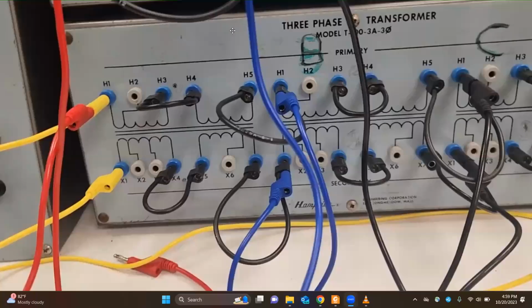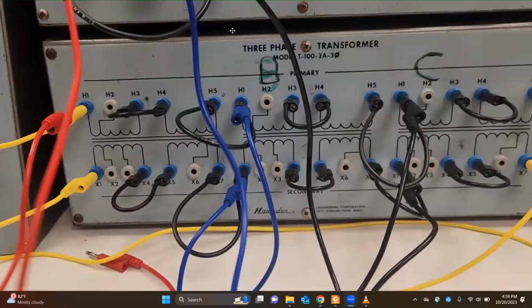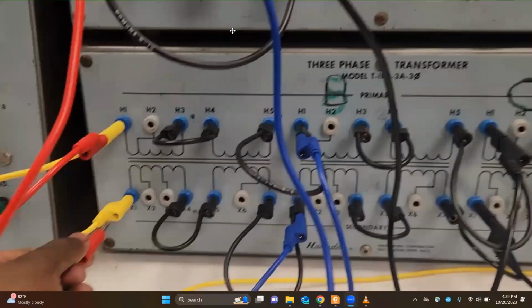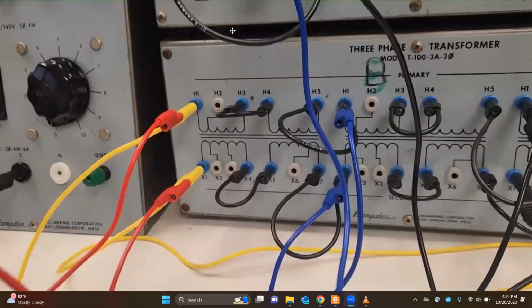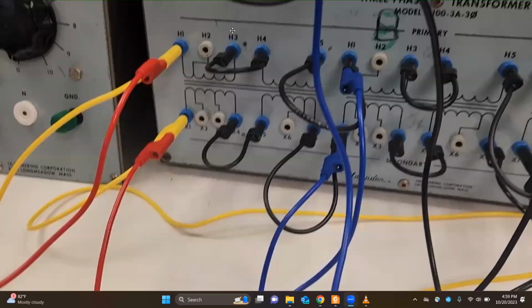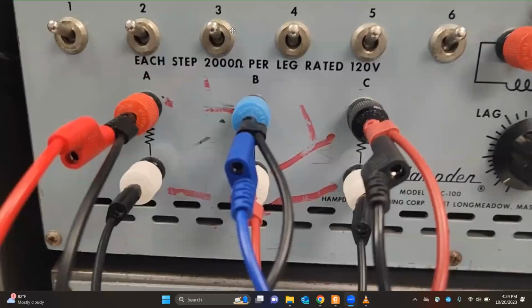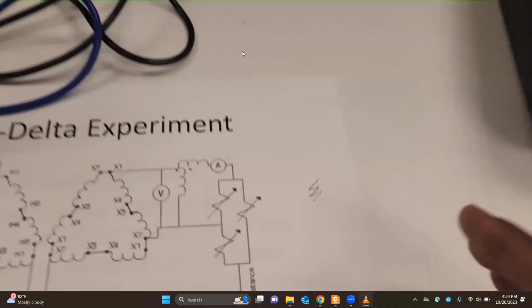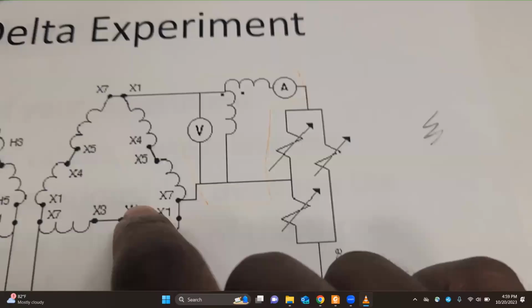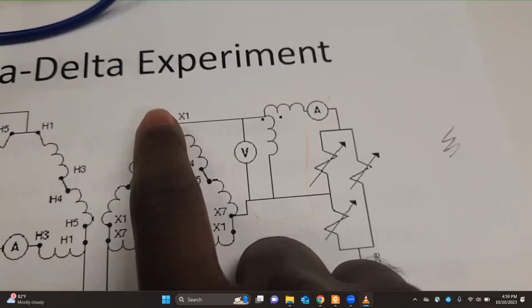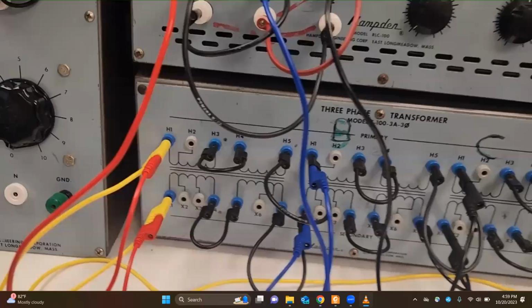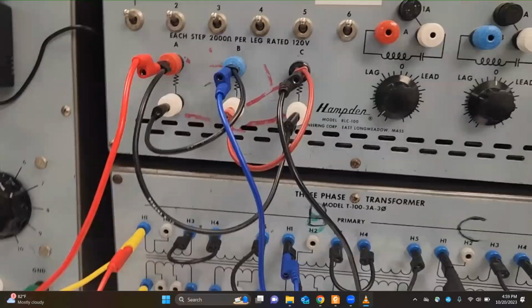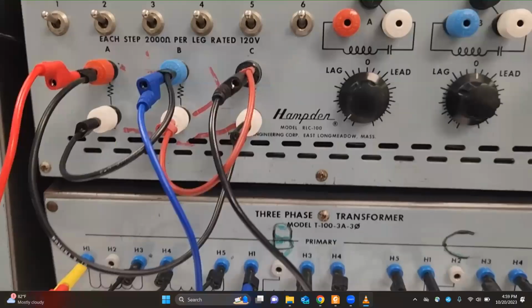And from the transformer's secondary side, let's connect this one. So this is transformer's X connected to load A. That means, if I look at this figure, A is connected to one of the loads here. Although, I'm going to share one figure which will represent the exact figure.